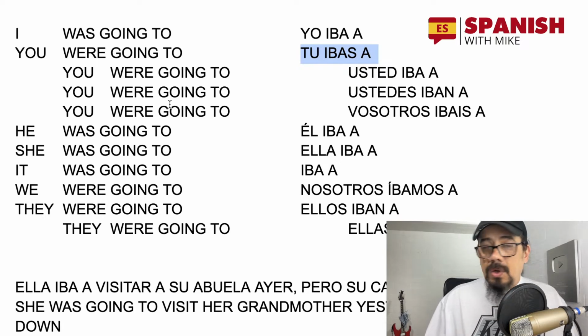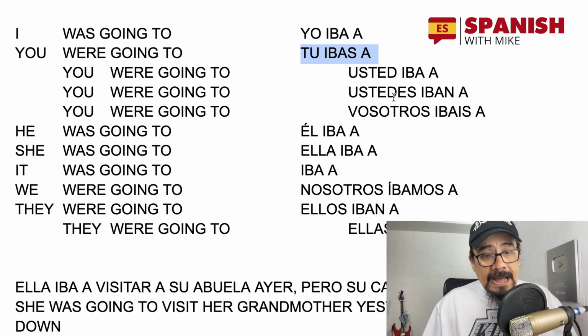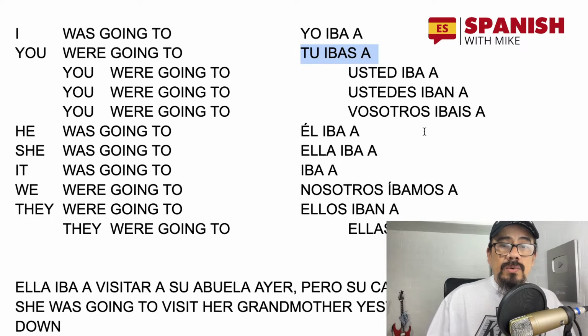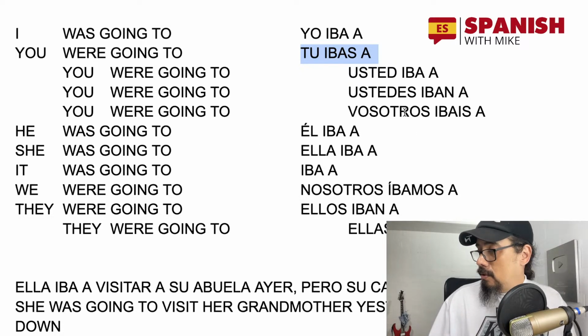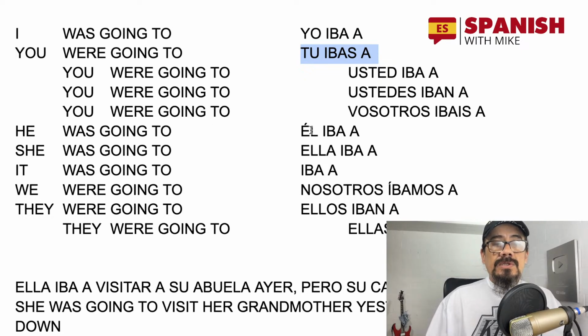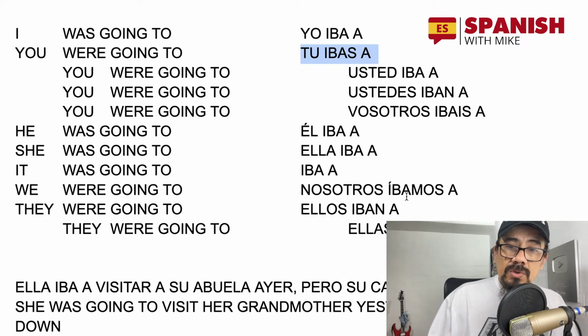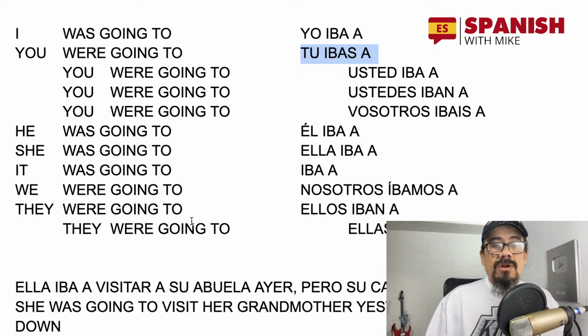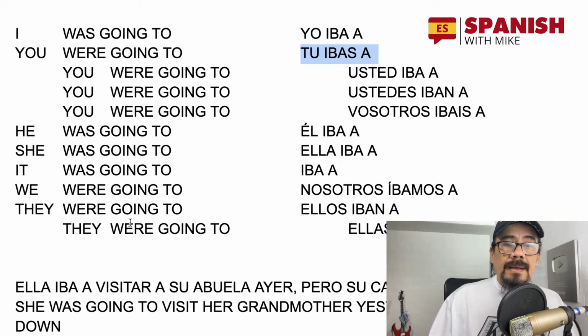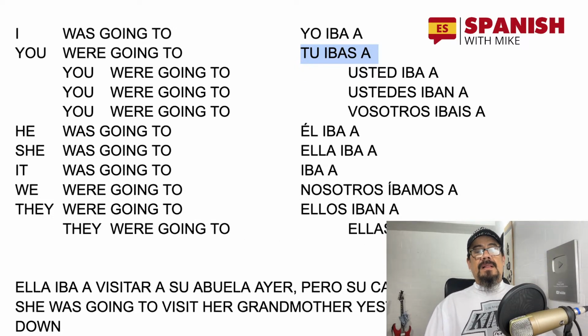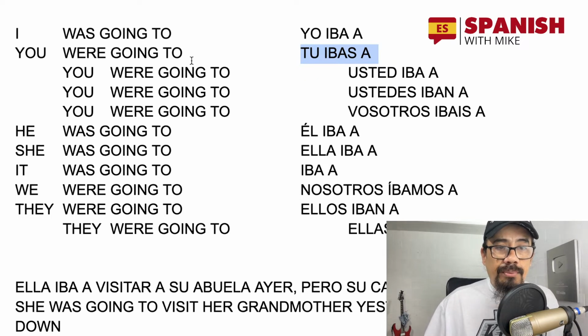Singular, formal. You were going to. Ustedes iban a. Plural. You were going to. Vosotros ibais a. Plural in Spain. He was going to. Él iba a. She was going to. Ella iba a. It was going to. Iba a. We were going to. Nosotros íbamos a. They were going to. Ellos iban a. Male. They were going to. Ellas iban a. Female.